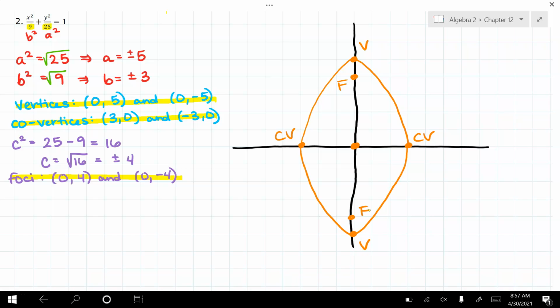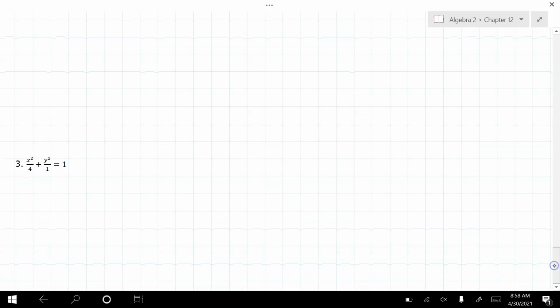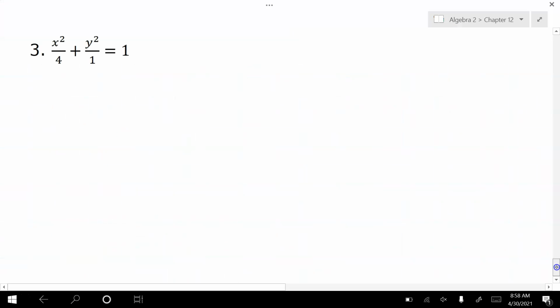So there's one more on the back side of this page, and I want you guys to try it. So take a couple minutes and try to find all of that information, your A, your B, everything, and graph it.